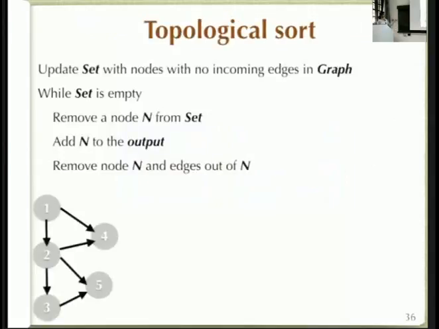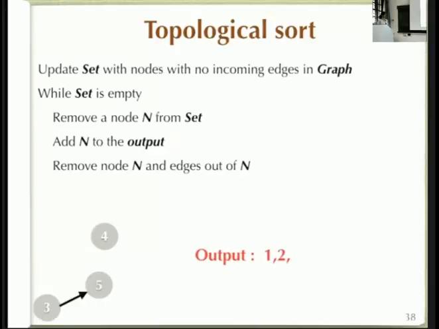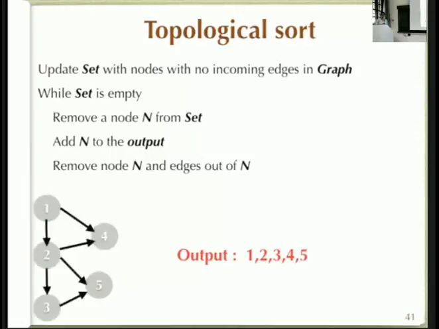You have some set in the beginning, and you update it with nodes with no incoming edges, right? And then you keep on picking up one node at a time from that set, and you put it on the output and remove all the outgoing edges. I think most of you know it, right? So for this, what will be the output? Just tell me. You can pick any of them, 3 or 4, 3, 4 and 5.